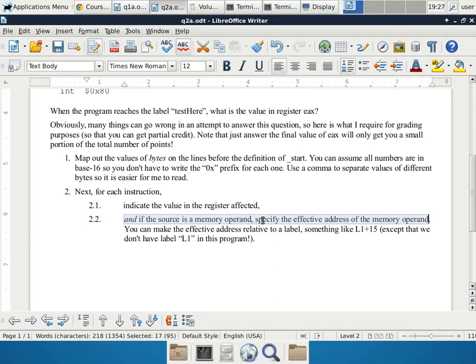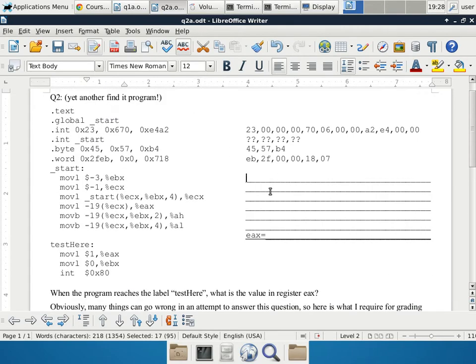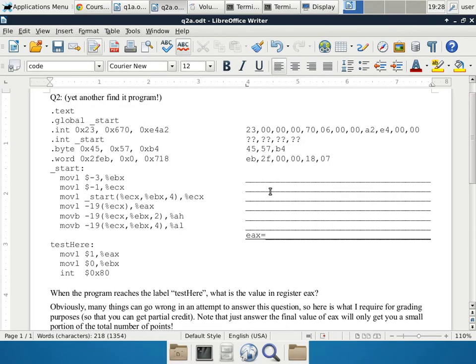What were the actual locations? Well, that's what I'm going to do next. I will answer my own questions in full detail. All right. So the first 2 instructions are easy because the first operand is not a memory operand.